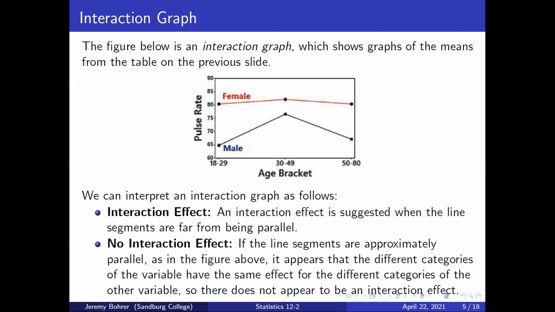We can interpret an interaction graph as follows. An interaction effect is suggested when the line segments are far from being parallel. There is no interaction effect if the line segments are approximately parallel, as in the figure above. It appears that the different categories of the variable have the same effect for the different categories of the other variable. So there does not appear to be an interaction effect.